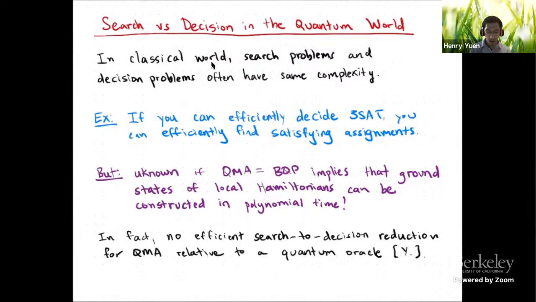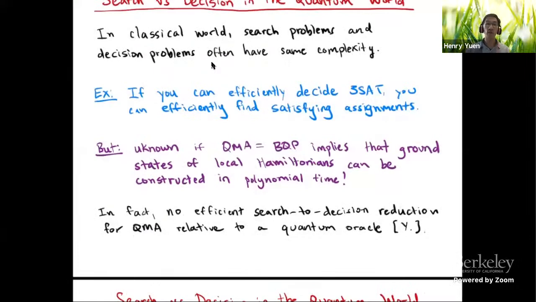For example, suppose that QMA were equal to BQP. We don't think this is true, but imagine that were the case. Does this imply that you can find ground states of local Hamiltonians in polynomial time? We don't know. At least I don't know of a way to do that. And in fact, I have some evidence, in the form of an oracle result, that there's no efficient search to decision reduction for QMA relative to the oracle. So at least in the case of QMA versus NP, there seems to be a difference in whether you can reduce search to decision.